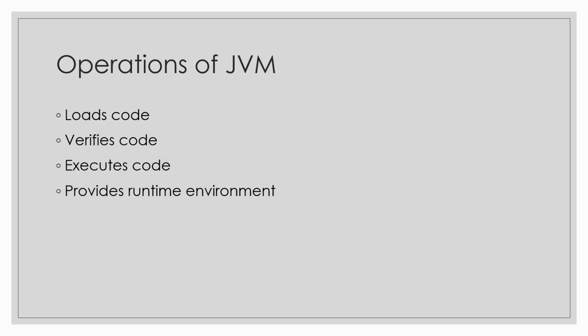So what are the operations of JVM? The JVM loads code. Like I have written the code in the compiler, now the JVM loads the code, it verifies the code, it executes the code, and it provides the runtime environment.